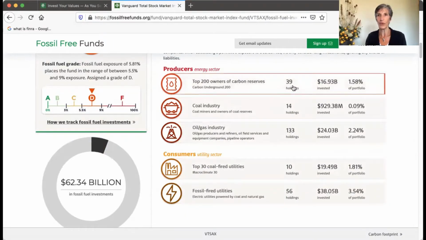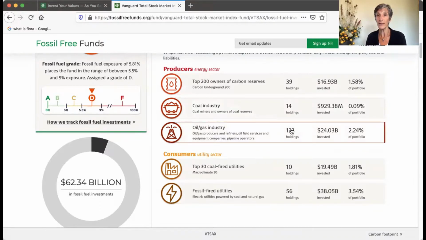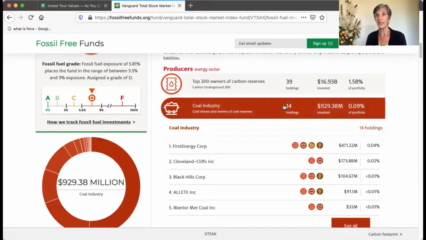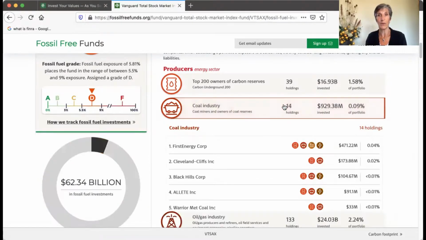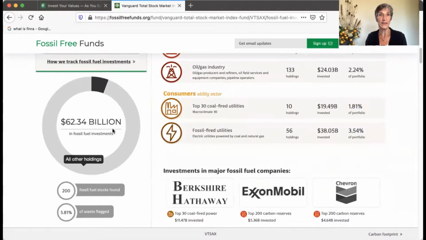There are actually 39 investments, stocks, that are owners of carbon reserves. There are 14 stocks in the coal industry, 133 in the oil industry, and so on. And if you click on one of these, you can actually see the names of the stocks that are being held.